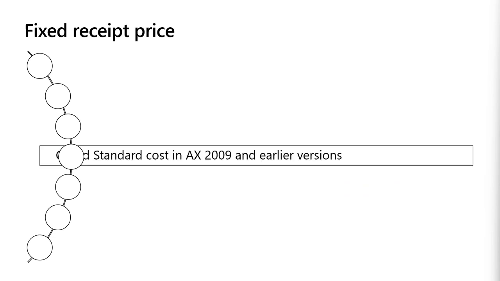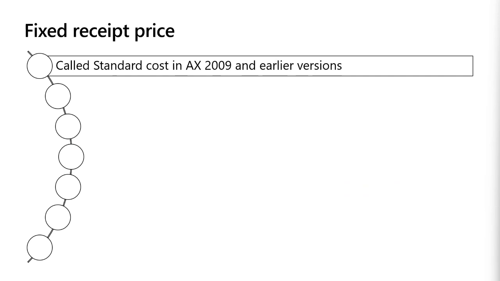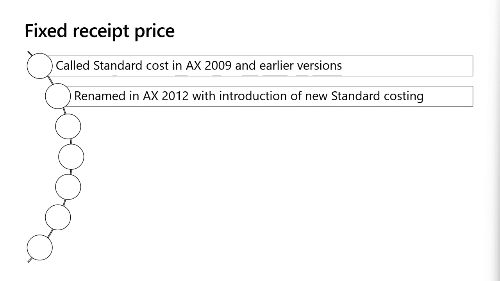The next setting that we're going to take a look at is the fixed receipt price option. Fixed receipt price is an option you can select on an item model group when you use an inventory model other than standard cost or moving weighted average. This option was referred to as standard cost in early versions of Dynamics AX and was renamed to fixed receipt price in Dynamics AX 2012 when the new standard cost inventory model was introduced.